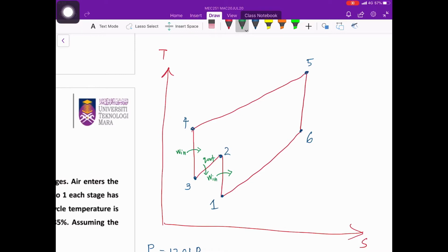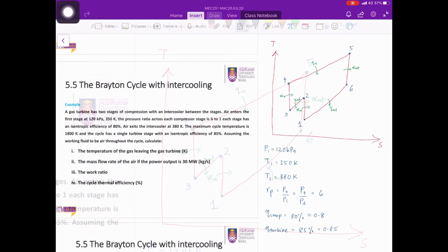For process 4 to 5, it will be constant pressure heat addition to our system. For process 5 to 6, we are going to produce the work out by the turbine. And process 6 to 1 is the constant pressure heat rejection. Now let's have a look at the items requested by this question.